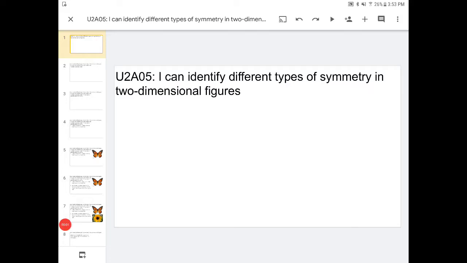Hello students, this is lesson U2A05. In this lesson, we are going to be talking about different types of symmetry within a two-dimensional figure.